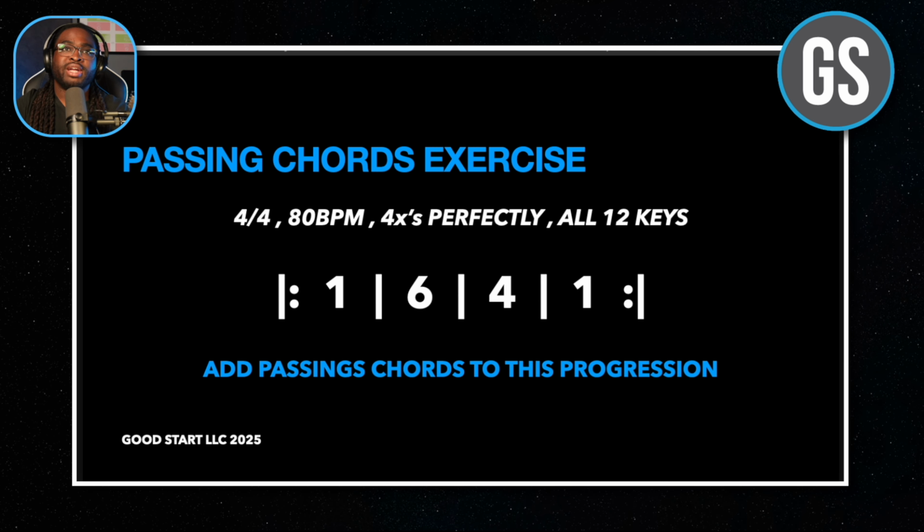So for an exercise, we can do a passing chords exercise. We're going to add passing chords to this progression. We're going to be at 4/4, 80 BPM. We want to do it 4 times perfectly in all 12 keys. We're going to add passing chords to the 1, 6, 4, 1 progression. All right. I'll say at least go to level 2. We can go to level 3 with it. I want you to get to at least level 2.